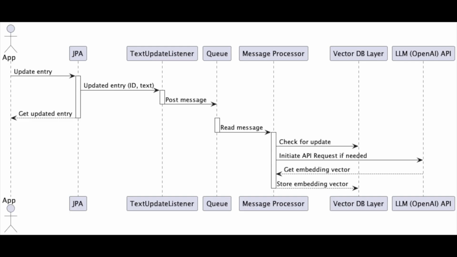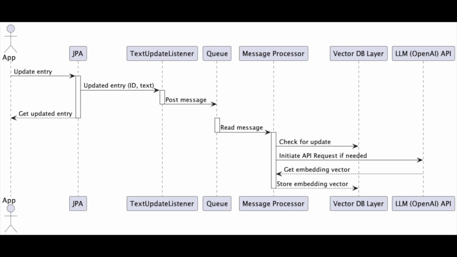The provided sequence diagram showcases the sequence of interactions involved in achieving near real-time data enrichment within our application. Let's break down each step. The process begins with the application initiating an update entry action. Upon receiving the request, the application communicates with the JPA, Java Persistence API, to carry out the desired entry update. As soon as the update is made, the text update listener participant comes into play. It captures the updated entry's essential information, such as ID, type and text, from the getter annotated before.